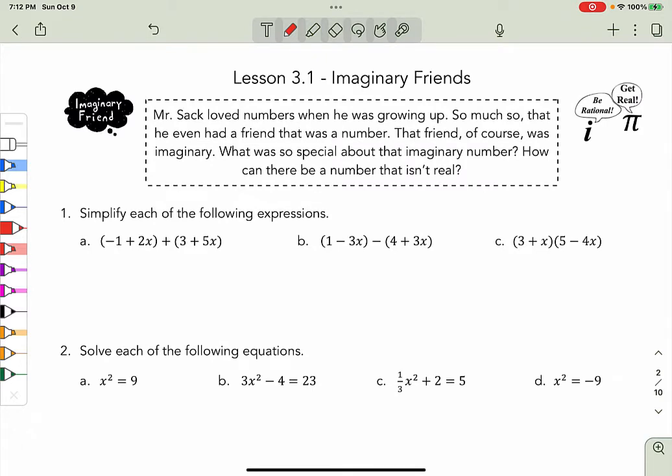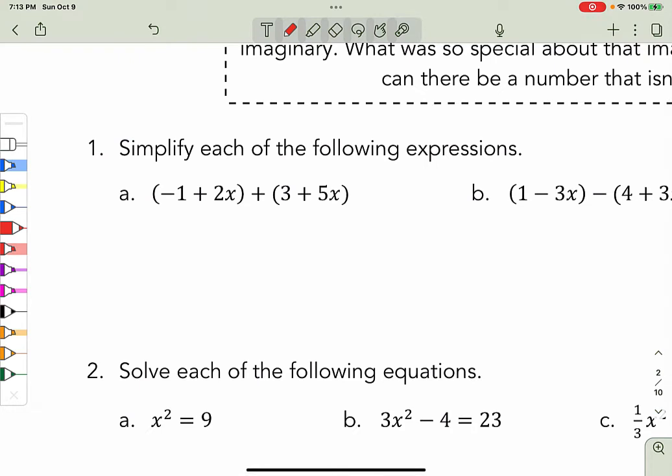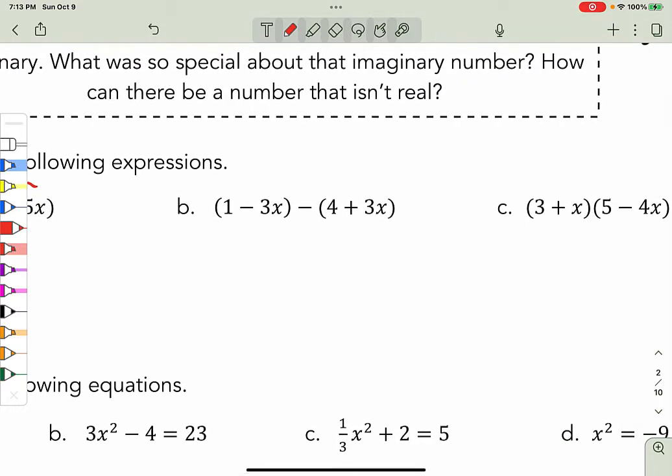Before we start, I'm going to review some basic Algebra 1 concepts that we'll be using when we do imaginary and complex numbers. If I asked you to simplify these expressions, in this one we're adding together two binomials, so all we do is combine like terms, and we have 2 plus 7x. In this case, I first have to distribute my negative sign, so it's 1 minus 3x minus 4 minus 3x. I distributed that negative all the way through, and now we combine like terms, and I get negative 3 minus 6x.